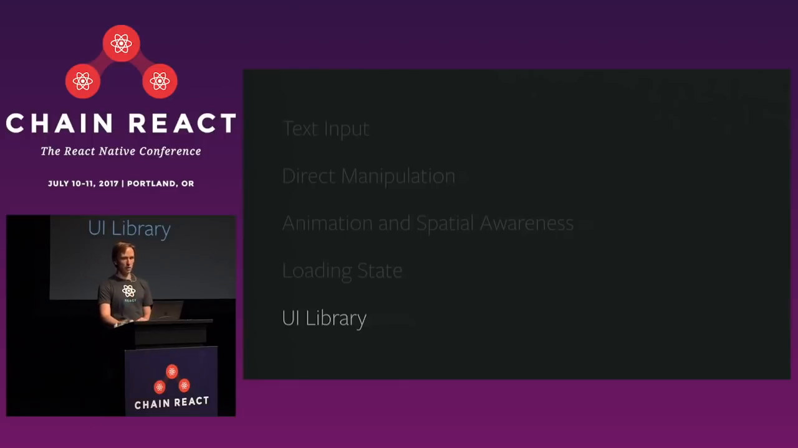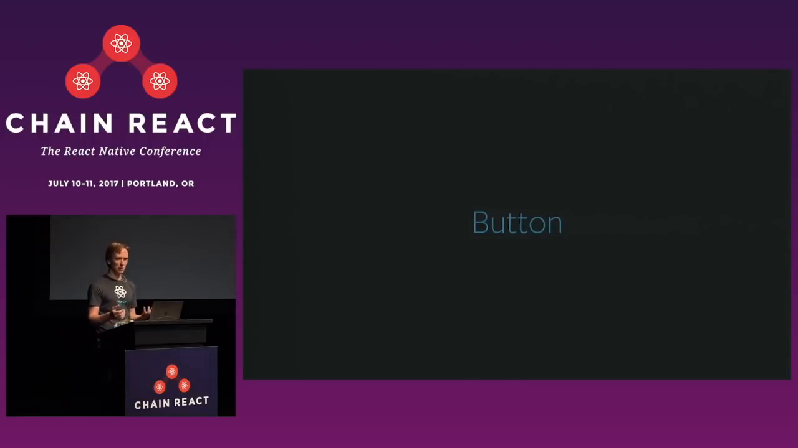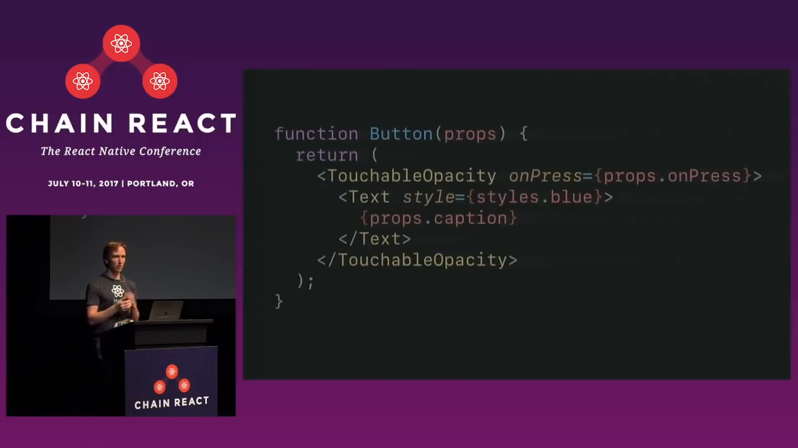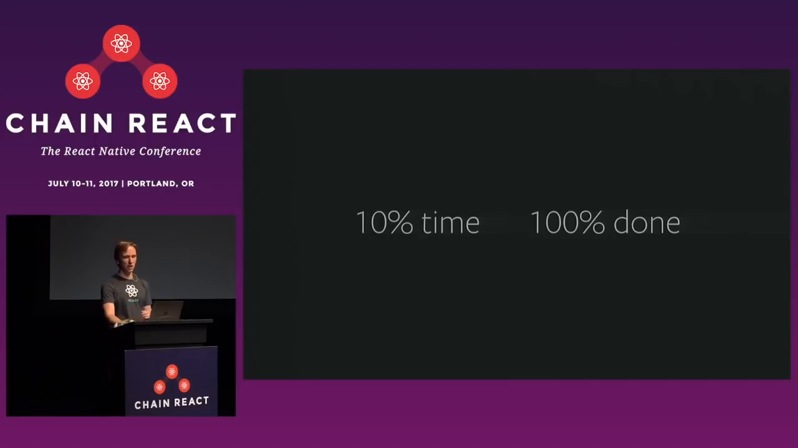And for UI library. So at Facebook, we asked some people to build Facebook standard components in React Native for other people to use. And they came back with this: building with React Native is so easy, we don't need standard components. And it sounds appealing. If you look at the button, the implementation of it could be very simple. It's just touchable opacity with some text. It sounds really cool, simple. Again, it's 10% of the time, doesn't mean it's 100% done.